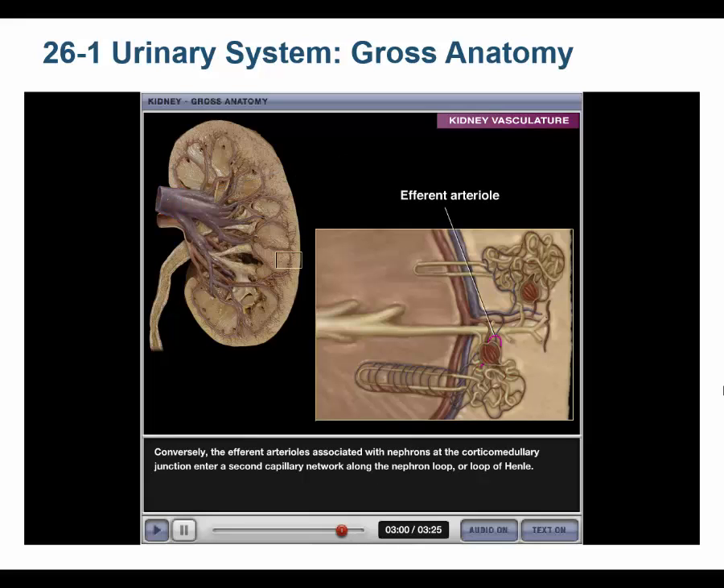Conversely, the efferent arterioles associated with nephrons at the cortical medullary junction enter a second capillary network along the nephron loop, or loop of Henle. These capillaries are known as the vasa recta. From the vasa recta, blood flows sequentially into interlobular, arcuate, and interlobar veins, and finally, the renal vein.